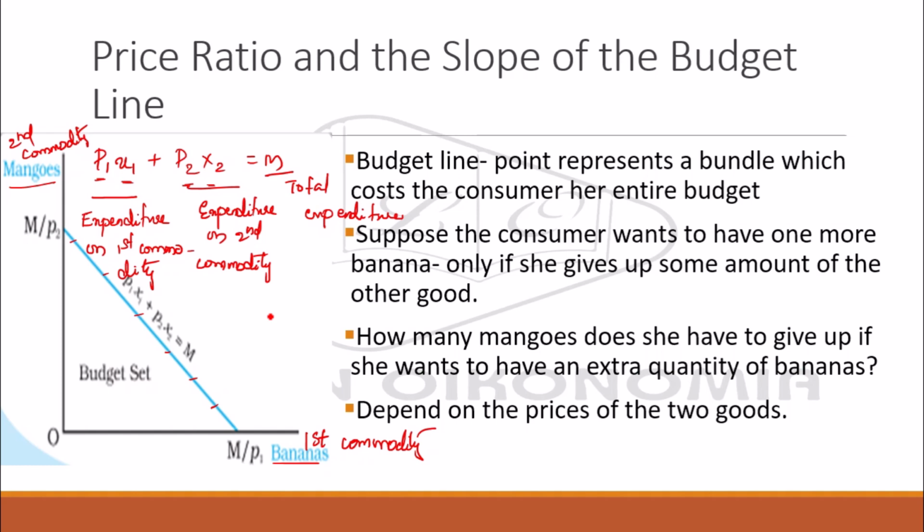Okay. So in this case, you are assuming a situation where the consumer wants to have an additional banana. What if a consumer would like to have one more banana, or one more unit of commodity x1? That is possible only if the consumer gives up some amount of mangoes. One more banana is bought by reducing some mangoes. But how many mangoes does the consumer have to give up in order to get an extra unit of banana?